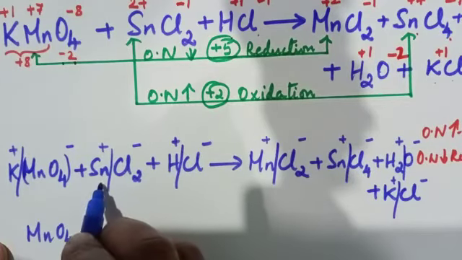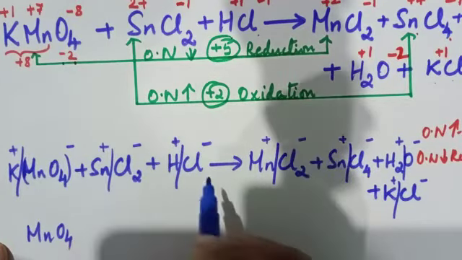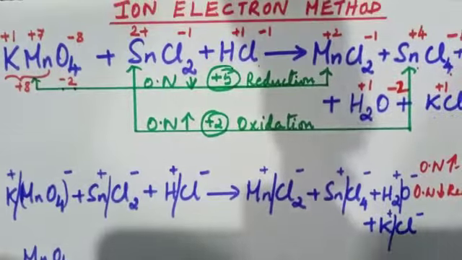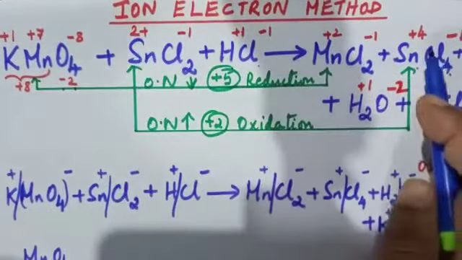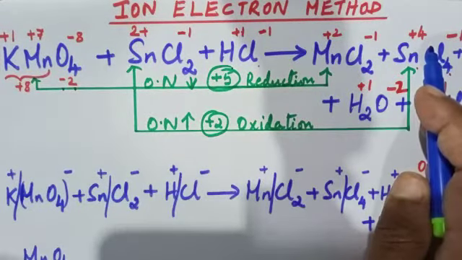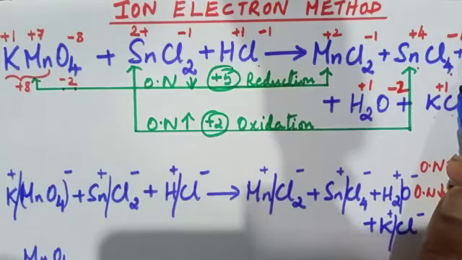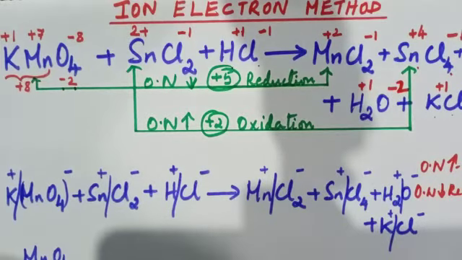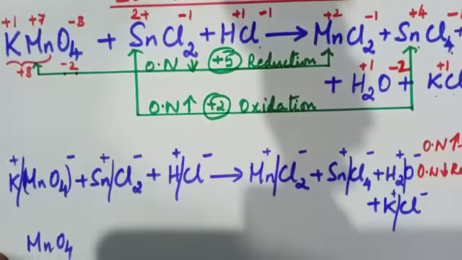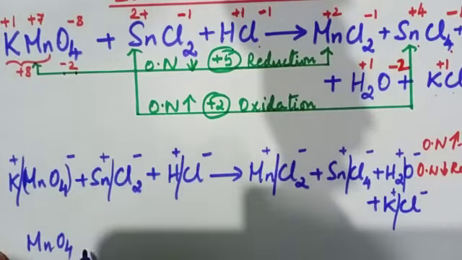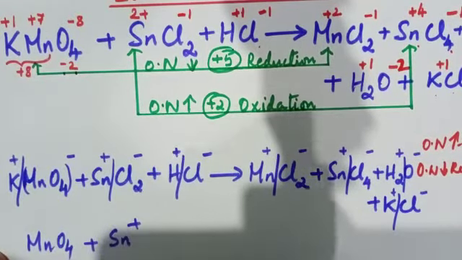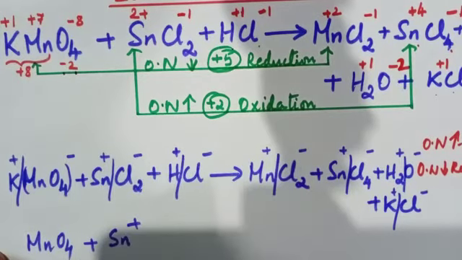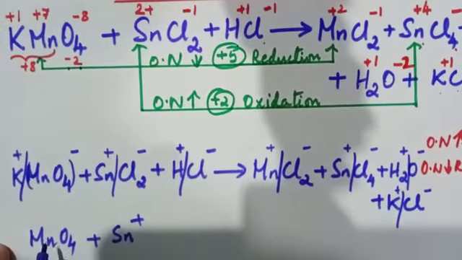Okay. Then here even Sn. In this case Sn is also having a change in oxidation number. Yes, Sn from +2 is getting changed into +4. So of course the ions or the atoms which undergo oxidation or reduction, only those we should write in the ionic equations. Okay, yes. So here in this case I just write Sn plus, because tin is undergoing oxidation here, and in this case manganese is undergoing reduction.